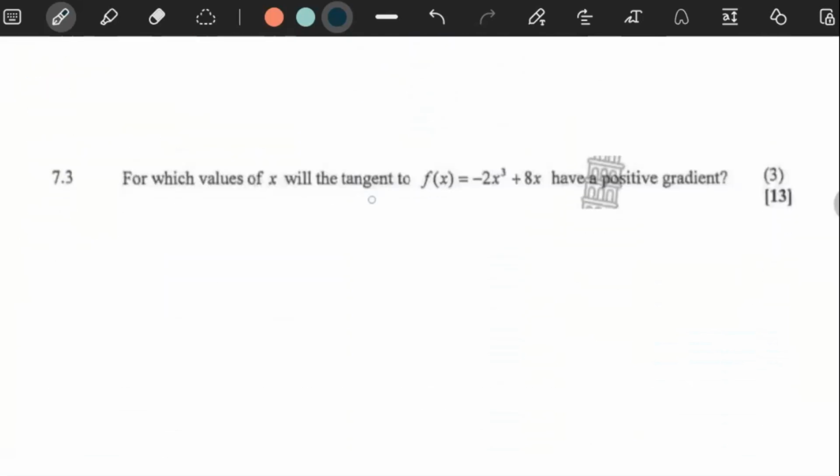For which values of x will the tangent to this equation have a positive gradient?